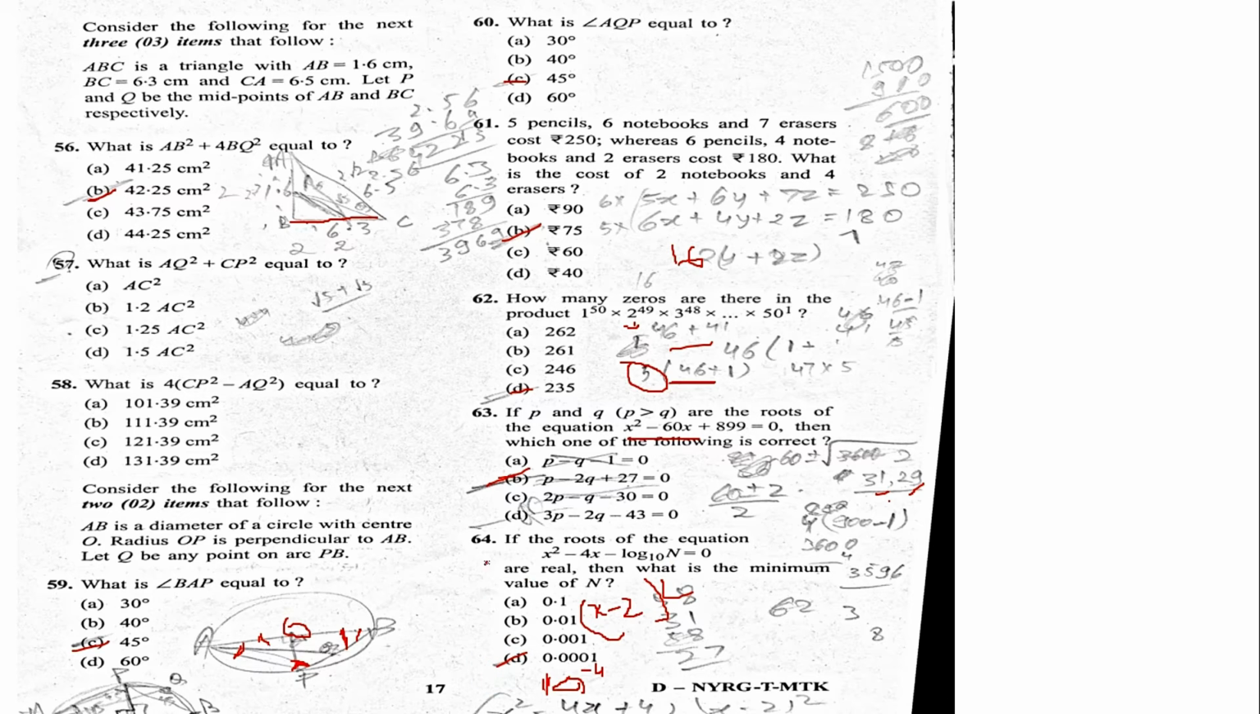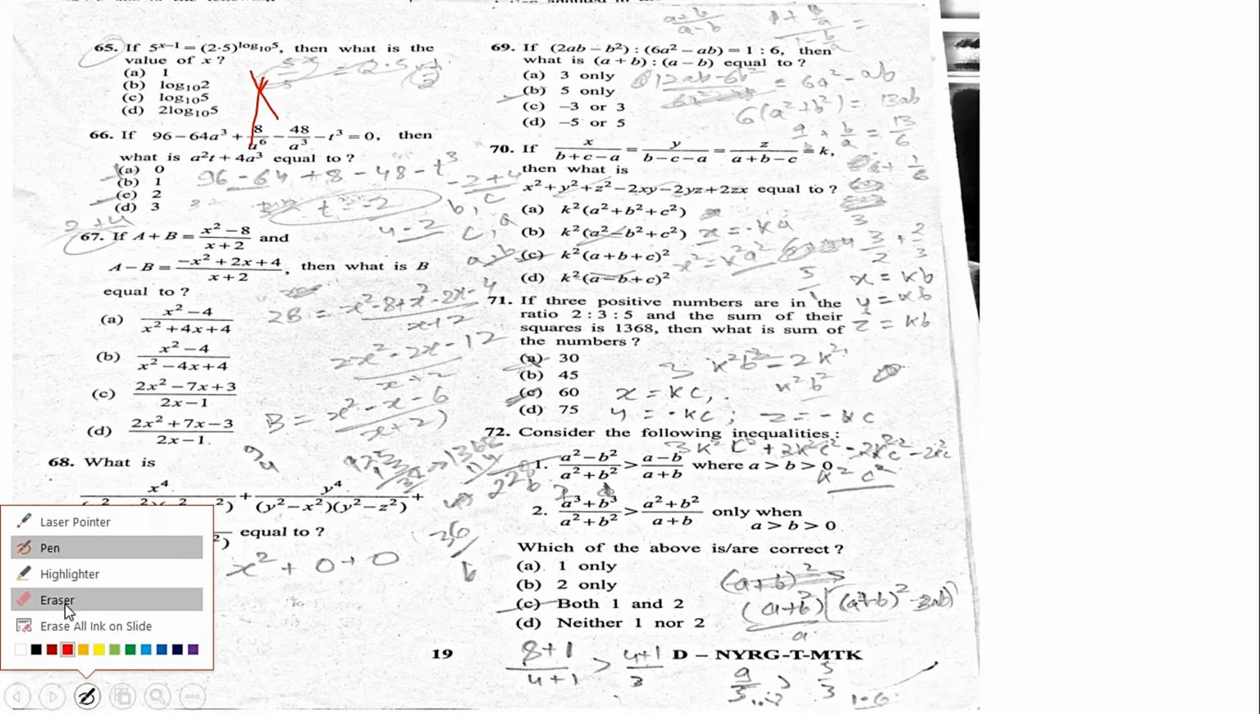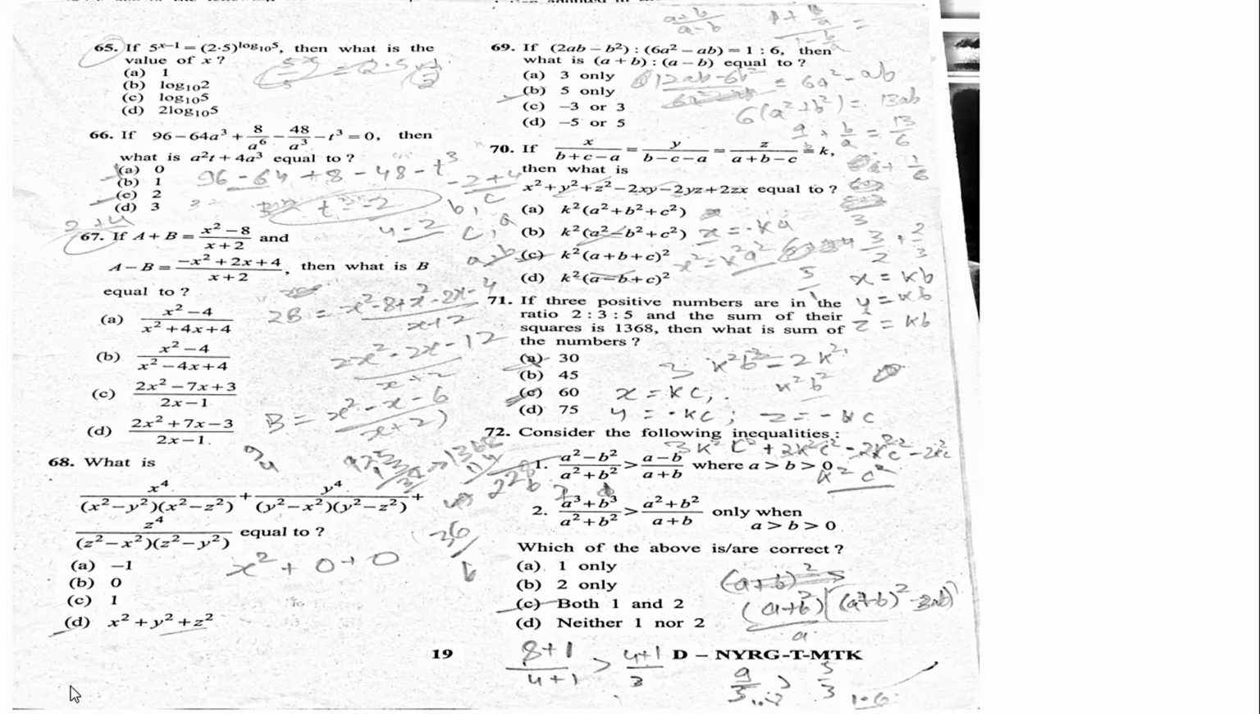Right option is option D, 0.0001. So 65th question, and this I have left because I was a little confused. So 66th question, putting A equal to 1 here, we have to put something because the equation is a bit complicated. Putting A equal to 1, we will see that many of them will be cancelling out each other.